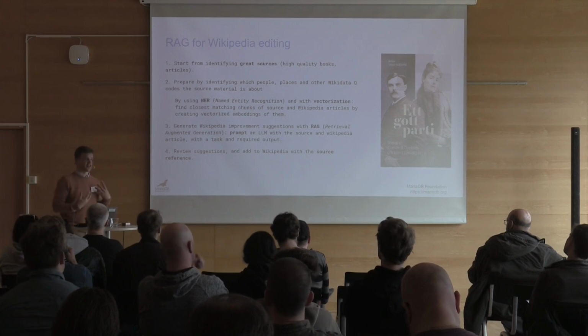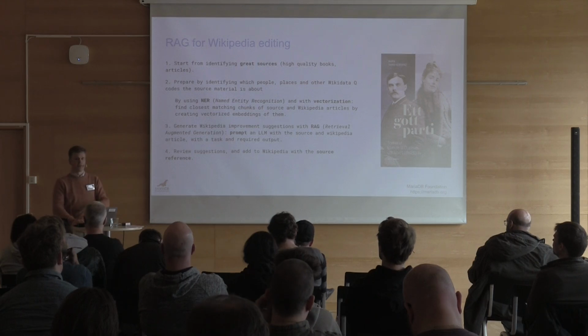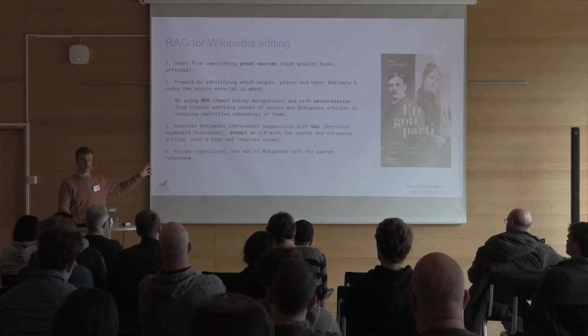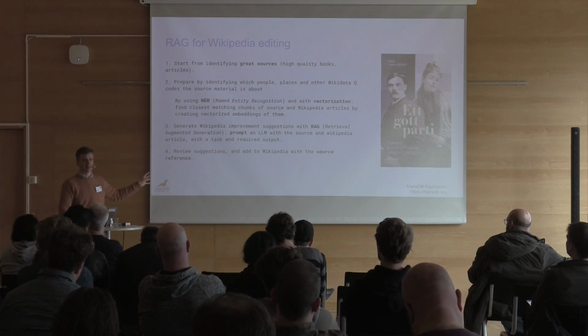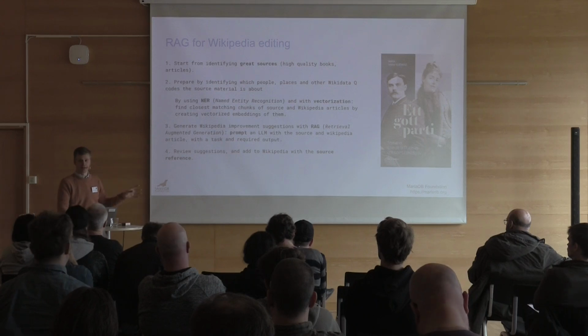And then you get these suggestions, and as a human you review these suggestions and then you put them into Wikipedia, and you have a clear source from the book. So this was how Albert painted Louis Pasteur, mentioned on page 46 in this book. It's a clear source.